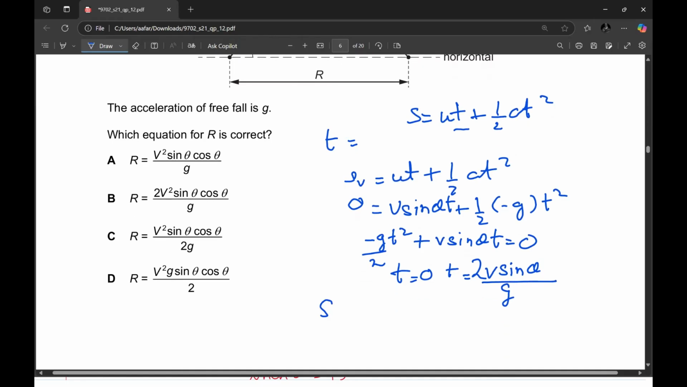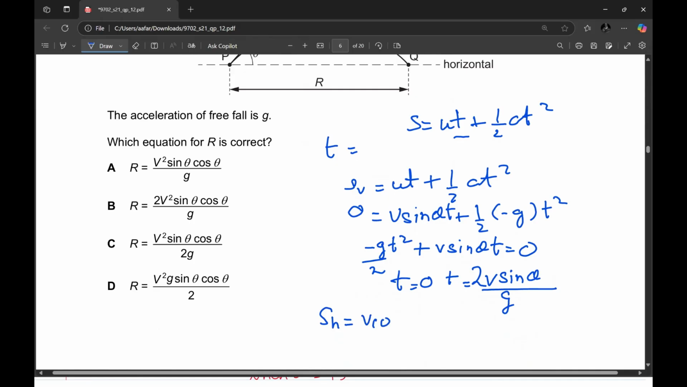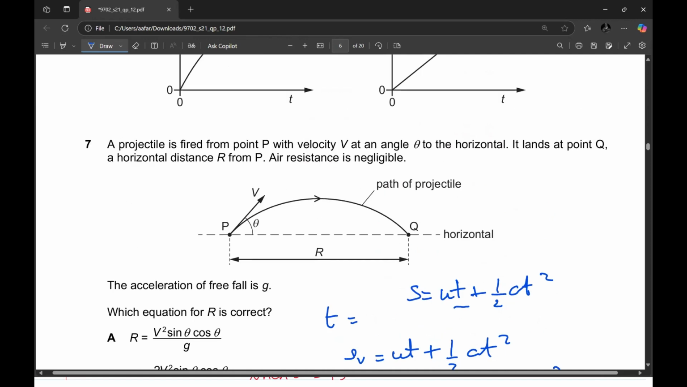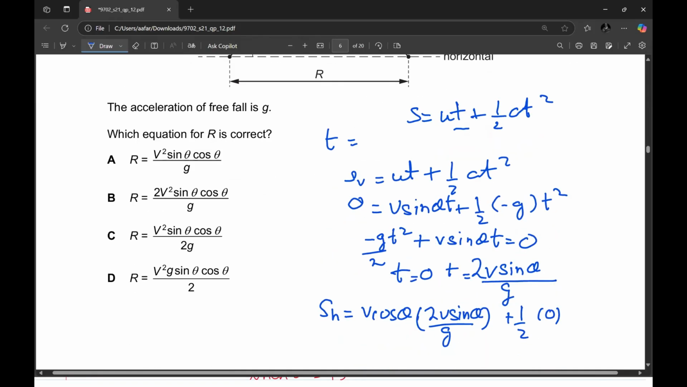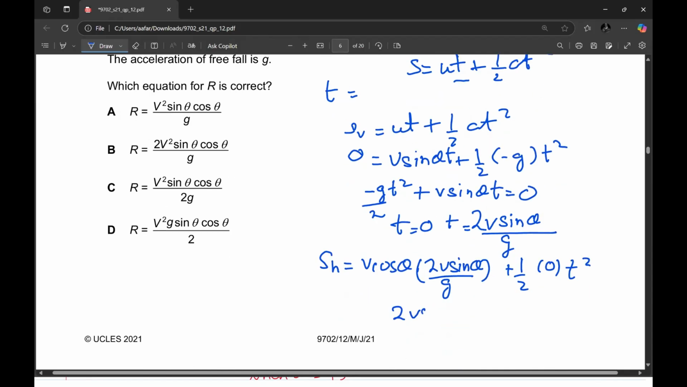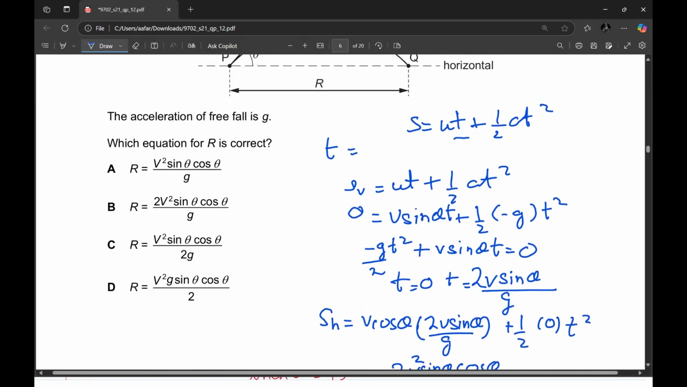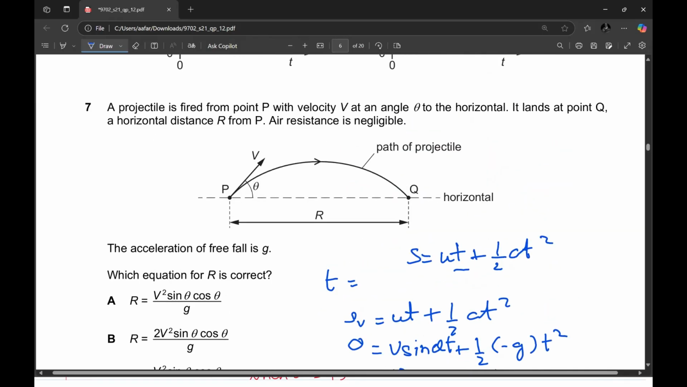Now just put in the s horizontal. So horizontal velocity is v cos theta, and t is 2v sine theta over g, plus half the horizontal acceleration, which is 0. The only force acting is gravity, and there is no force in the horizontal direction, so the horizontal acceleration will be 0. T squared doesn't matter, it will cancel out anyway. So we get 2v squared sine theta cos theta over g. Yeah, this is what it is.